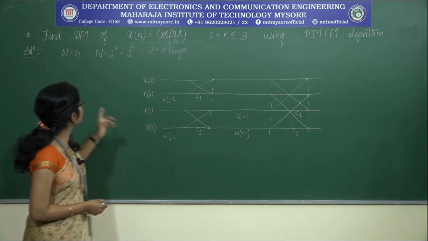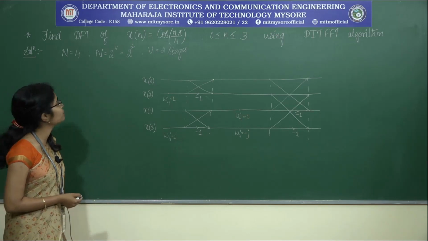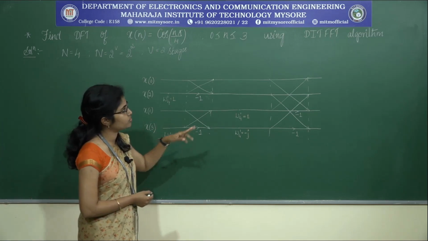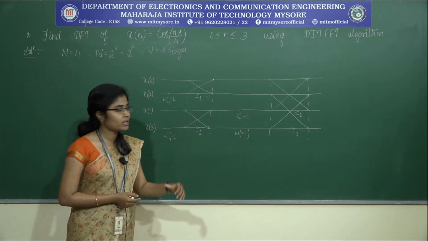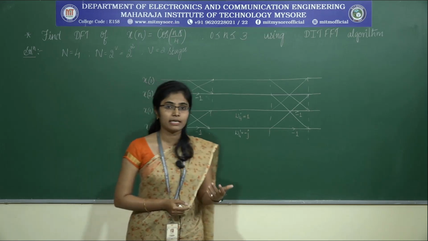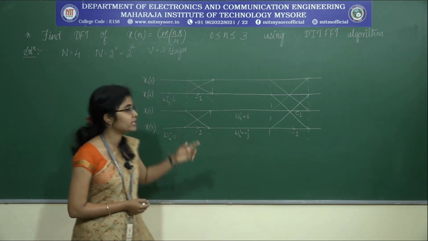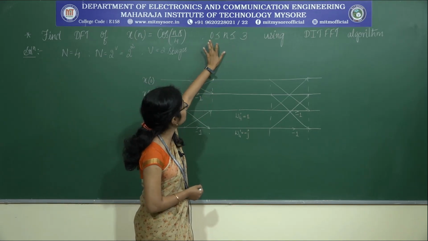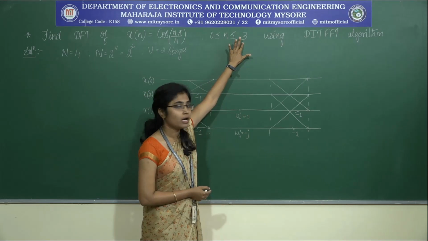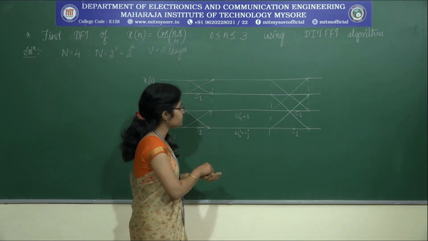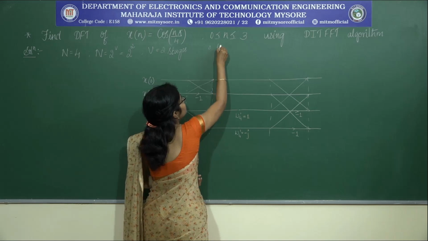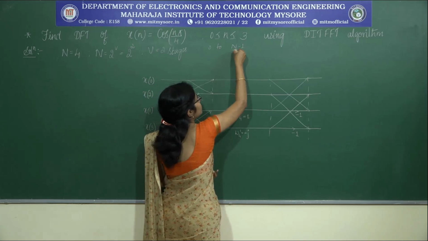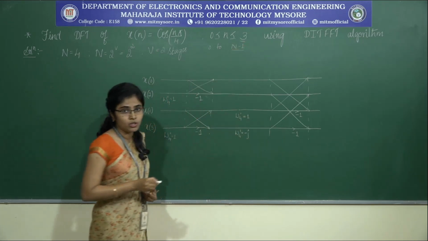The next question is, find the DFT of x of n equal to cos n pi by 4, where n is ranging from 0 to 3, using the DIT FFT algorithm. What happened in the previous problem was they directly gave us to find the 4-point DFT. Here they have given the range of small n, that is, it is ranging from 0 to 3. We all know n always ranges from 0 to N minus 1, right? So what is N minus 1 equal to? N minus 1 is equal to 3.